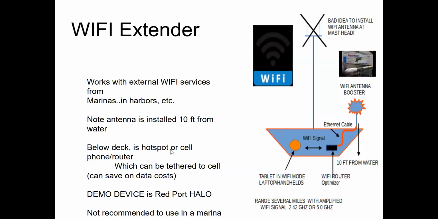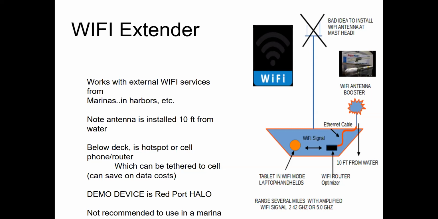Wi-Fi extenders. Again, don't put the Wi-Fi antenna at the masthead. It goes on the back of the boat. I use a Wi-Fi extender in my boat, and I use it below deck. I use a Red Port Halo for the antenna, and then I have some extenders in the boat as well. You have to be careful how you use this stuff, but I haven't had any problem with it. And I usually get several miles with my Wi-Fi extender. Again, you have to find someplace that has Wi-Fi, and you're not finding that as easily sometimes. Coastal US works pretty well though.